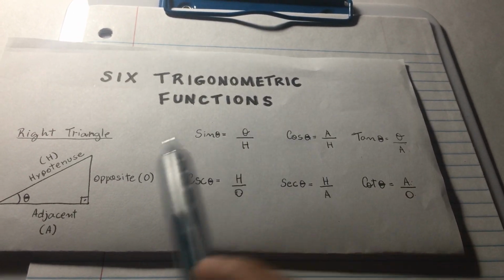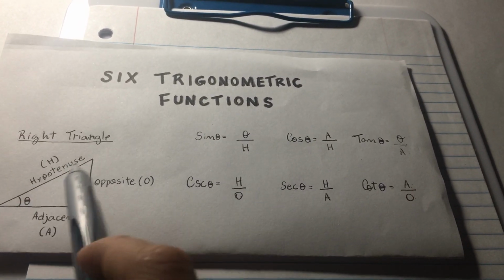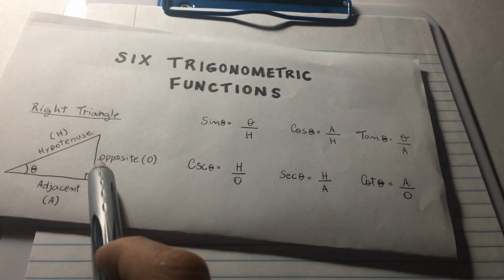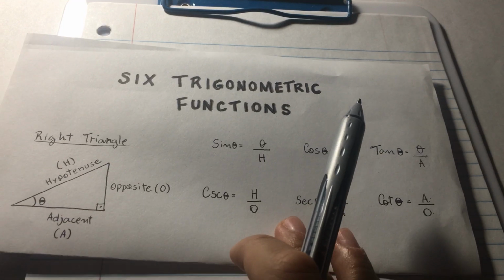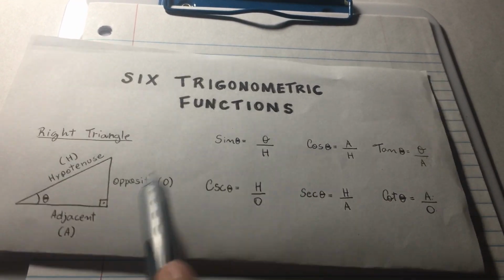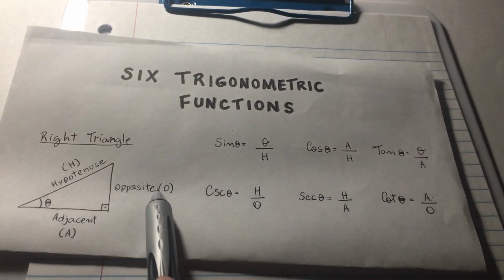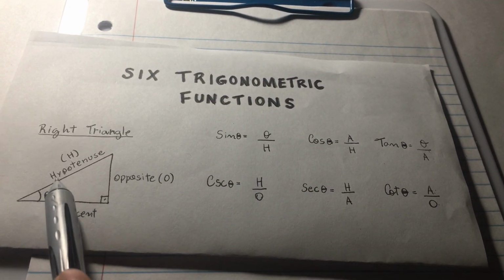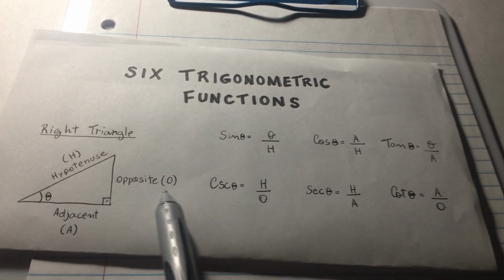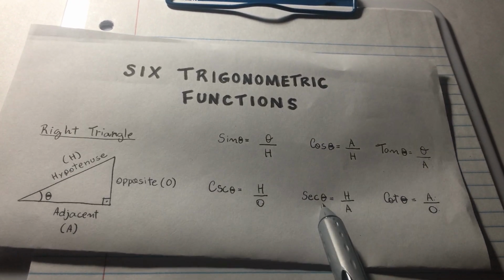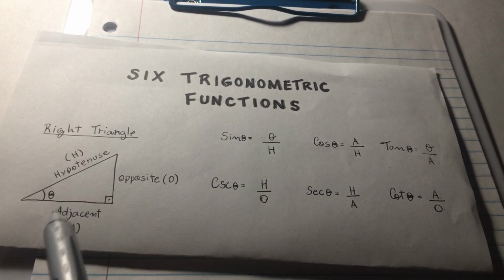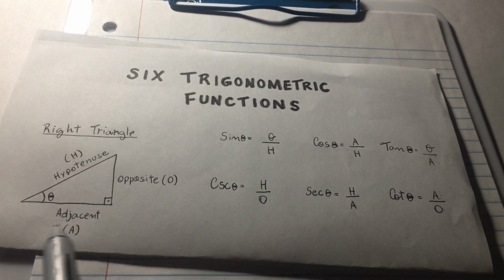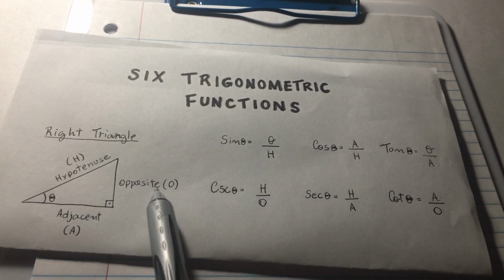Cosine of theta is the adjacent over the hypotenuse. Tangent of theta is going to be the opposite side over the adjacent. Cosecant of theta is going to be hypotenuse over the opposite side. Secant of theta is the hypotenuse over the adjacent side. And cotangent of theta is the adjacent side over the opposite side.